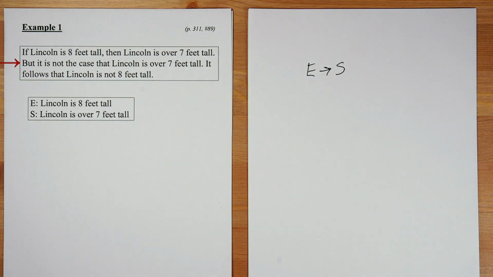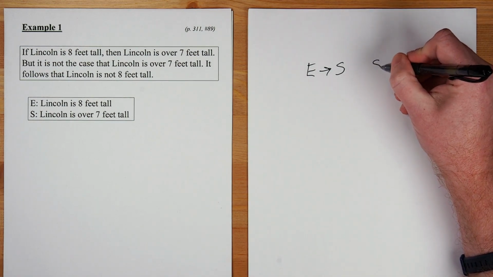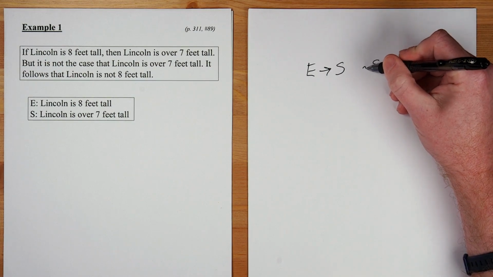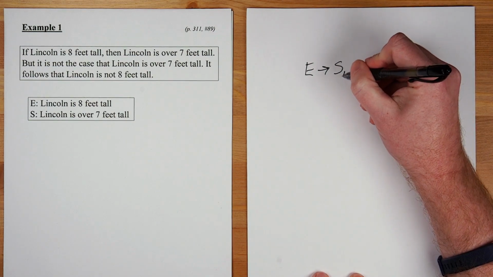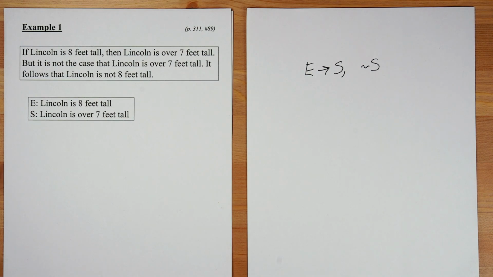The next sentence is a negation, but it is not the case that Lincoln is over 7 feet tall. We'll ignore the "but" since it's excess verbiage. The atomic statement gets replaced by an S, and we'll put a tilde in front of it to symbolize "it is not the case that." Since the 2 statements we have so far are premises, we'll separate them with a comma. And hopefully you didn't forget to leave some space between the premises.